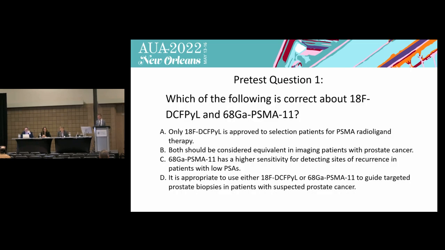All right, pre-test question number 1. Which of the following is correct about 18F-DCFPyL and 68Ga-PSMA-11?